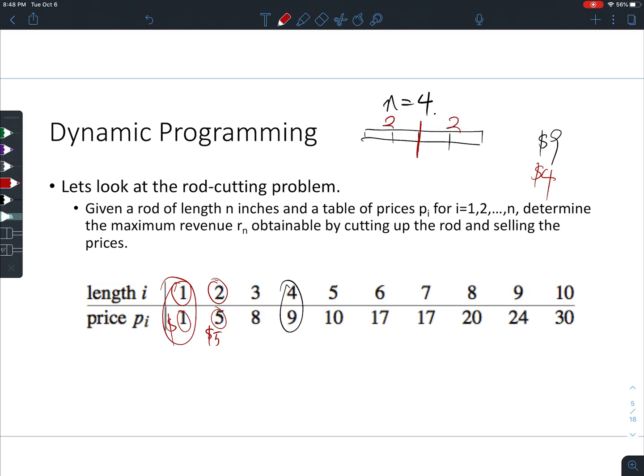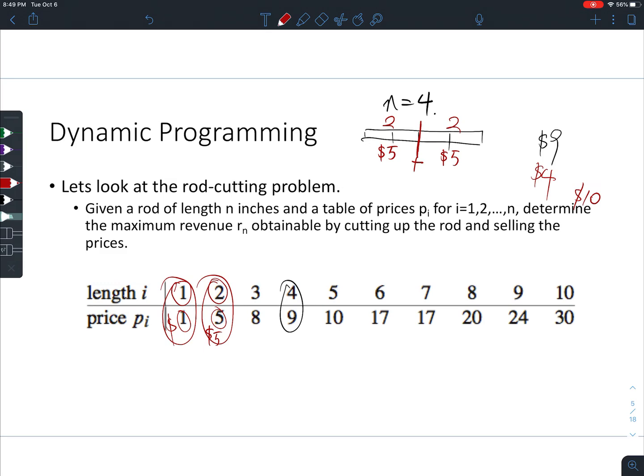According to this table, if we sell a rod of 2 inches, we will be able to make $5. So here we get $5 plus $5, and in total we make $10. Here I'm just listing 3 different options to cut the rod, and these 3 different options give us different revenues, and they differ a lot. So our objective is to find the best way to cut a rod and make the most money from that. So how do we do that?